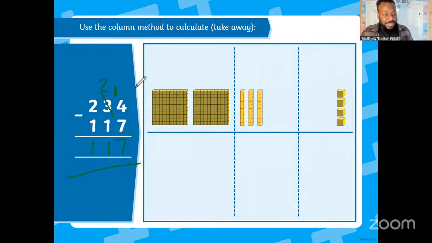117. Easy peasy. Well done. Let's go through the graphics.